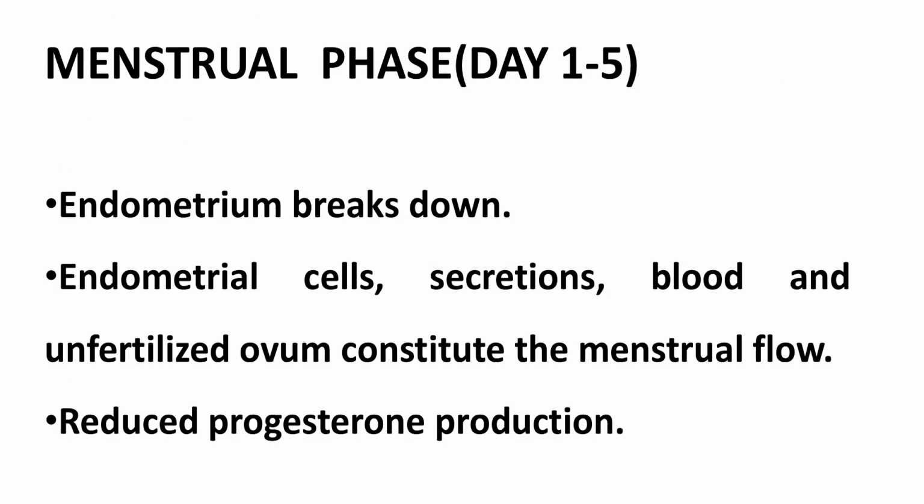The final one is our menstrual phase. After the secretory phase has taken place, the endometrium will break down in absence of pregnancy, and the endometrial cells along with the secretion, blood and all the extra secretory products along with, what I can say, unfertilized ovum, everything will come out of the body and this will be called as your menstrual flow. This reduced progesterone leads to all these changes in the endometrial lining.